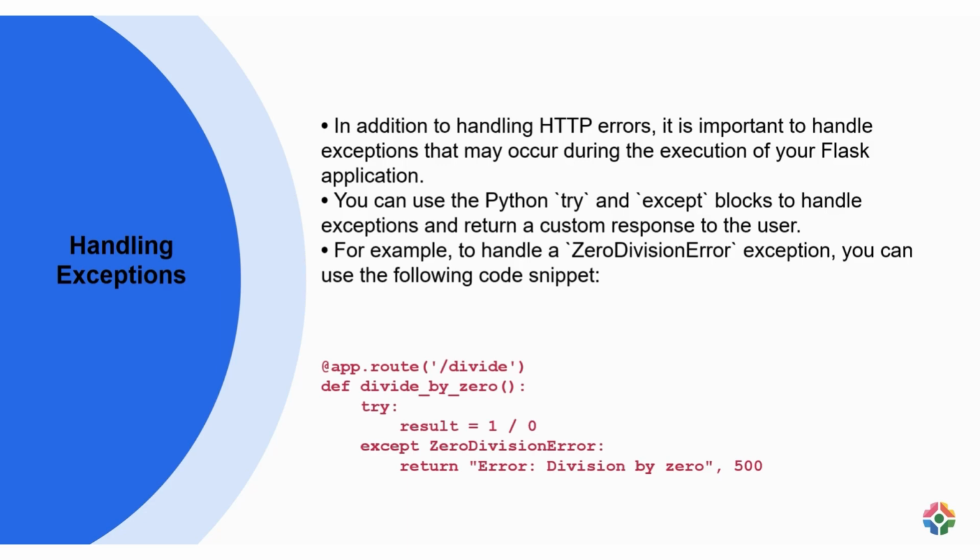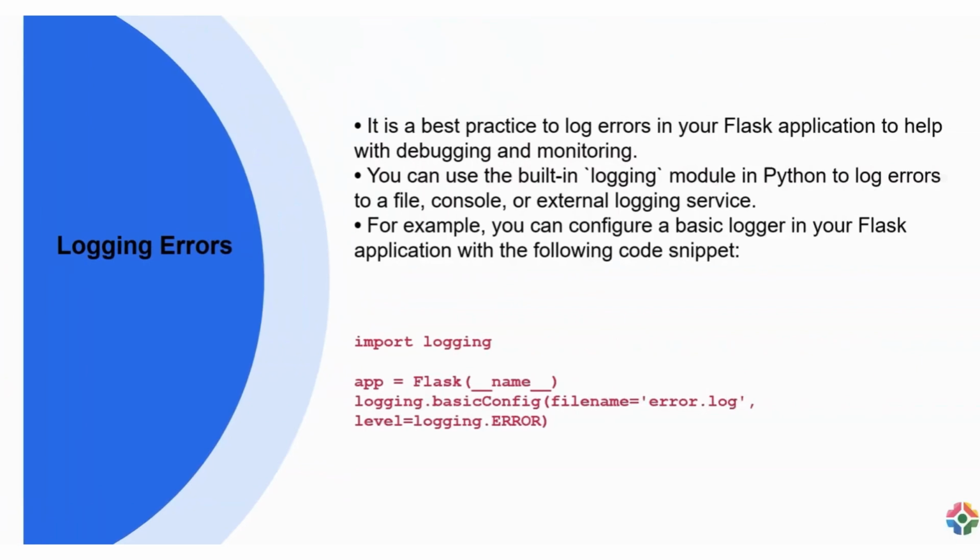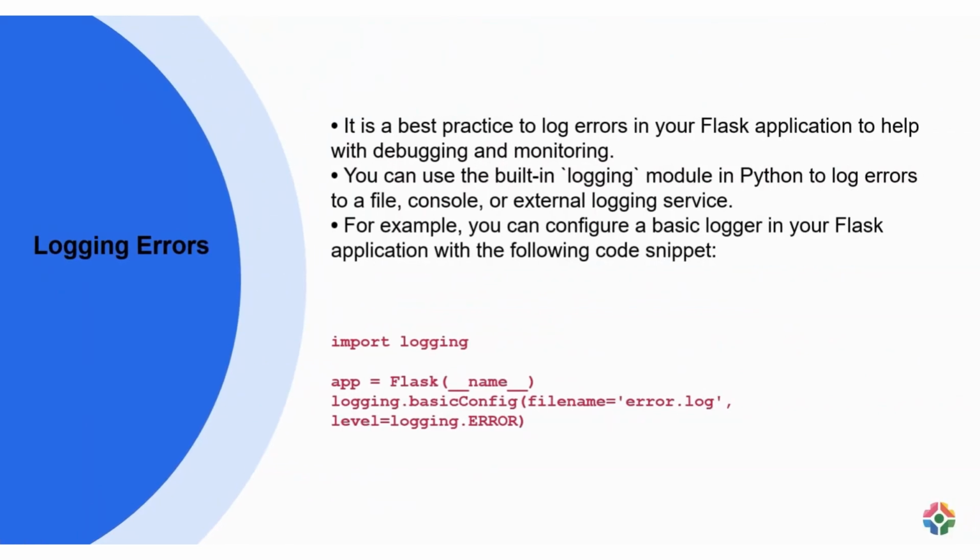For a zero-division error, catching the exception allows you to give users a clear error message and a proper HTTP status code. This structured exception handling enables your Flask application to gracefully manage unexpected situations, enhancing user experience and ensuring smoother operation. Logging errors in your Flask application is crucial for effective debugging and monitoring.